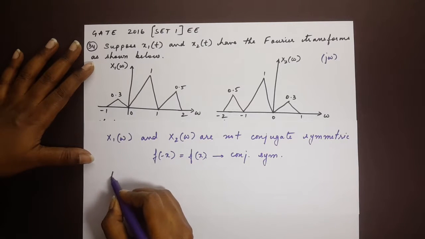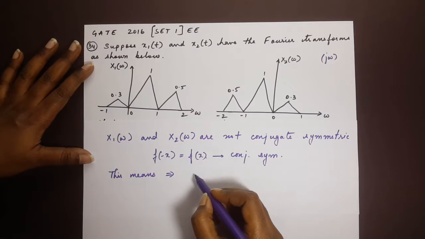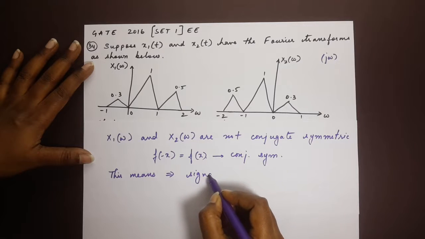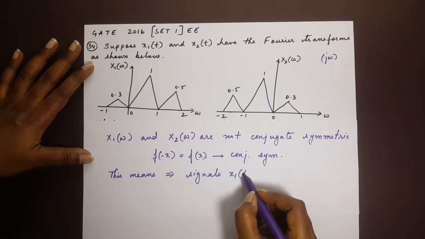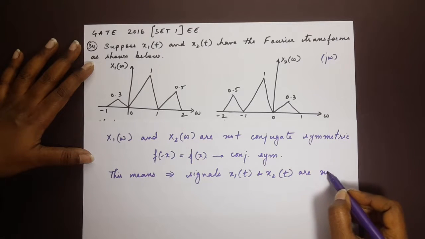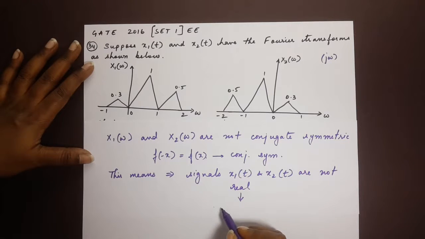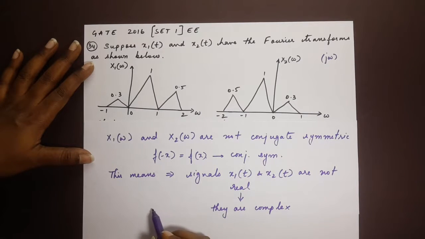So this means that the signals x1 of t and x2 of t are not real, and if they are not real, they are obviously complex. x1 of t and x2 of t are complex. So that's the first part.